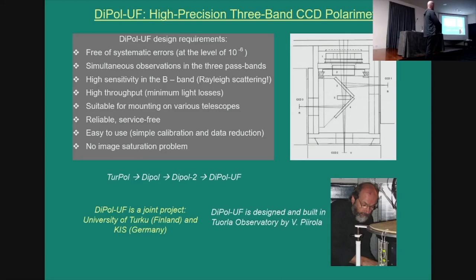This picture shows the optical layout of the instrument. Because it is a descendant of Turpol, it inherited some of the key features of Turpol and other predecessors. The polarization unit consists of two elements: a discretely rotated wave plate on the top and a plane parallel calcite just behind this wave plate. The wavelength separation is done with two dichroics. We also have a small achromatic negative lens between the dichroics to bring images in all three cameras to the same focus. The blue band channel is on the right side, the R band channel on the left side, and the V band channel is on the bottom.